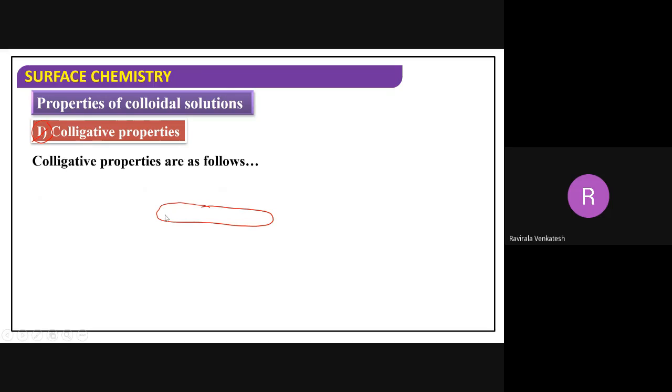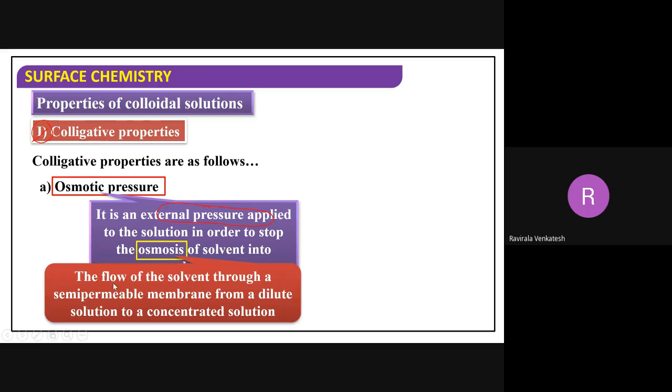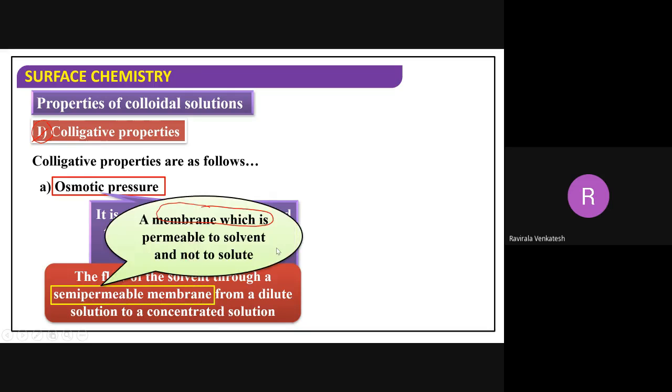So here the colligative properties are as follows. One is osmotic pressure. The external pressure applied to the solution in order to stop the osmosis of solvent into the solution, we generally call osmotic pressure. Now, what is osmosis here? The flow of the solvent through a semi-permeable membrane from dilute to concentrated solution. And the semi-permeable membrane allows only solvent but not the solute particles.